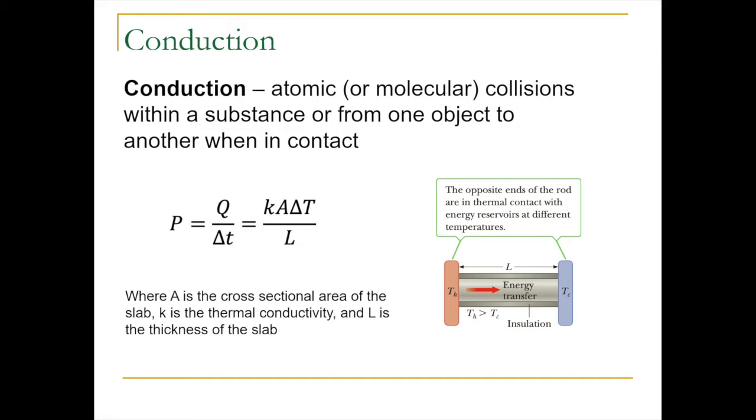So with this equation we can see that we have K, which is now thermal conductivity. It's just the ability for this particular material to conduct energy from the hot object to the cold object. A is our cross-sectional area that's in connection to the cold object. And then we have L, which is the thickness of the slab, or just the thickness at which the energy itself has to transfer through. So again, it's important to recognize that this is a rate of energy transfer.